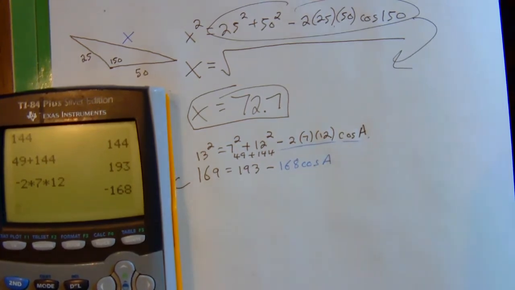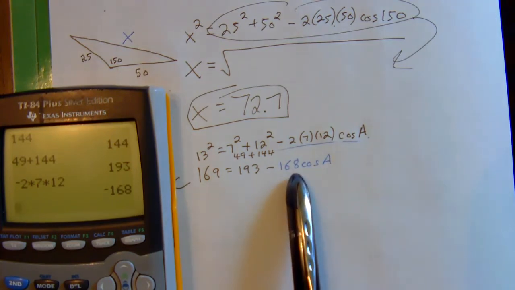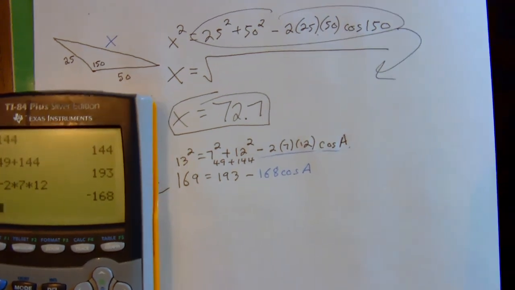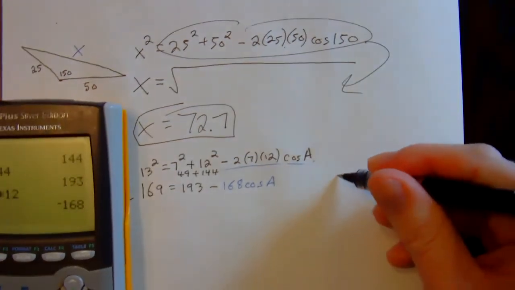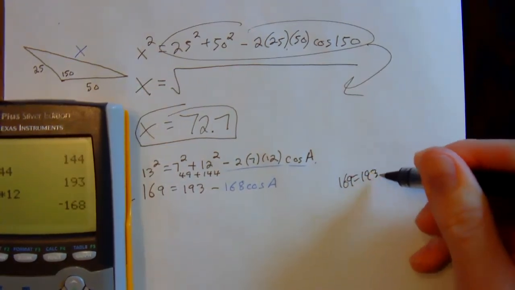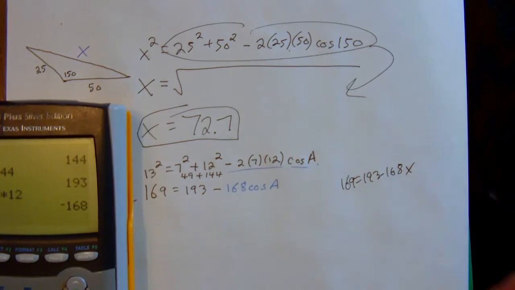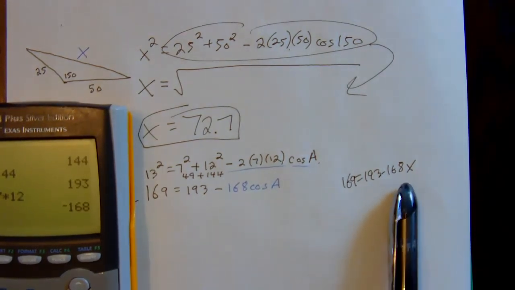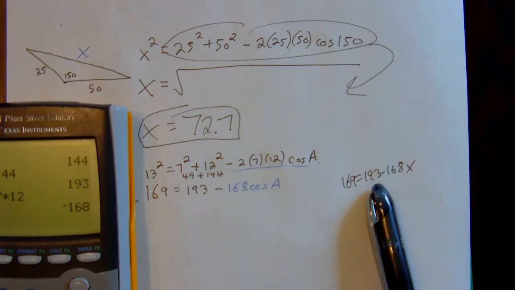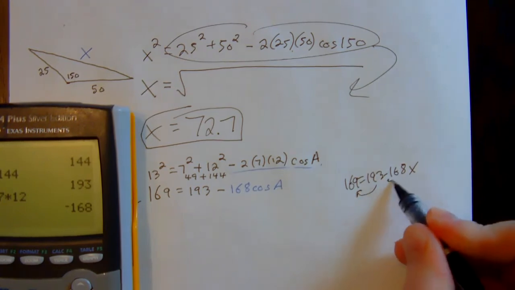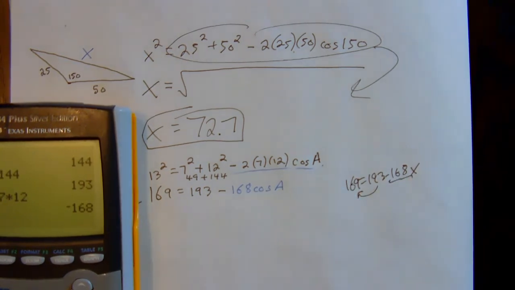Now, sometimes people do weird illegal algebra here. They'll do 193 minus 168, and that's just completely wrong. Like if I gave you the problem 169 equals 193 minus 168x, and told you to solve that equation for x, you're not going to combine those. Those are not like terms. This does not have an x attached to it. You can't combine those, right? So you would move the 193 over and then divide both sides by that -168.